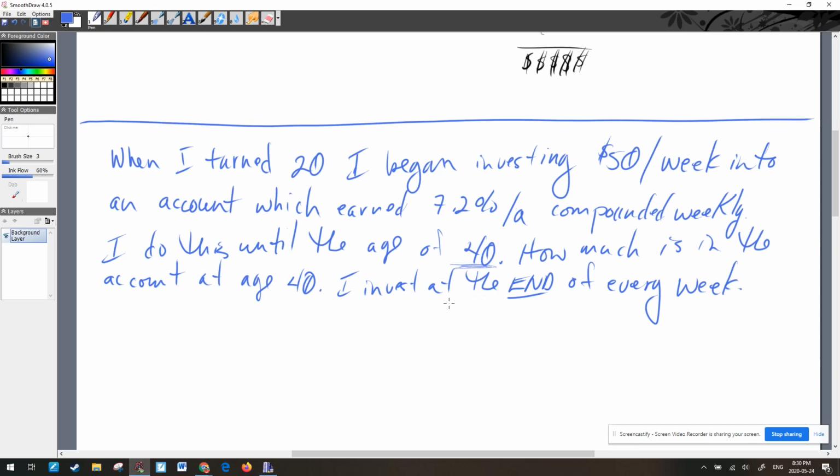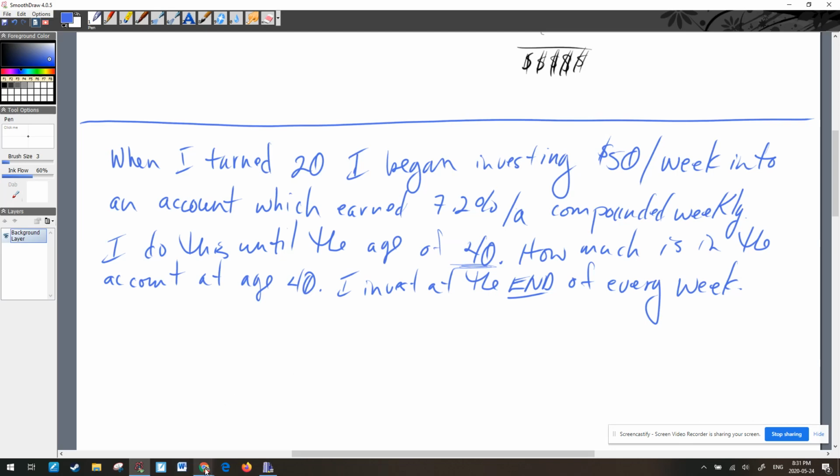So 20 years later, if I put away $50 per week, that's 7.2% per annum, compounded weekly, and I do it till the age of 40. And I invest at the end of every week. So go ahead, pause this, pop out to that web page, and see if you can figure out what the total investment was worth at the end.